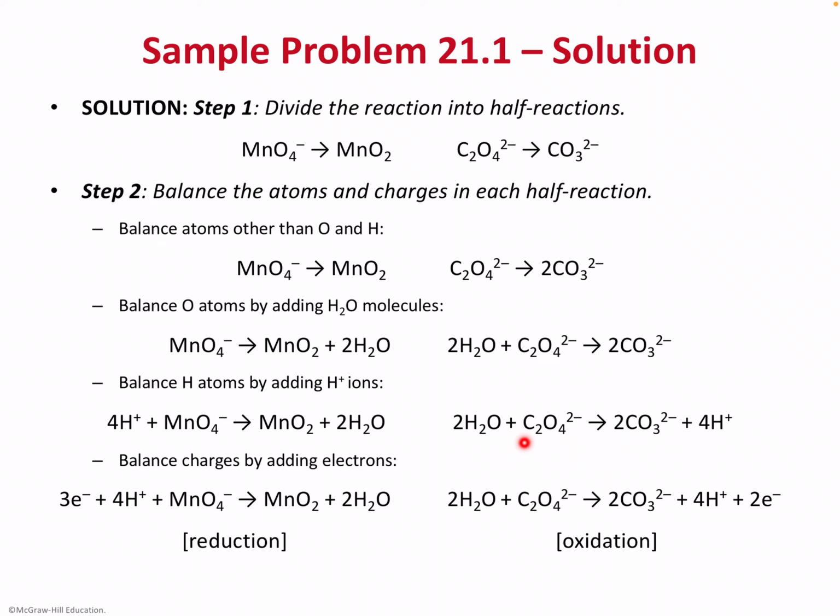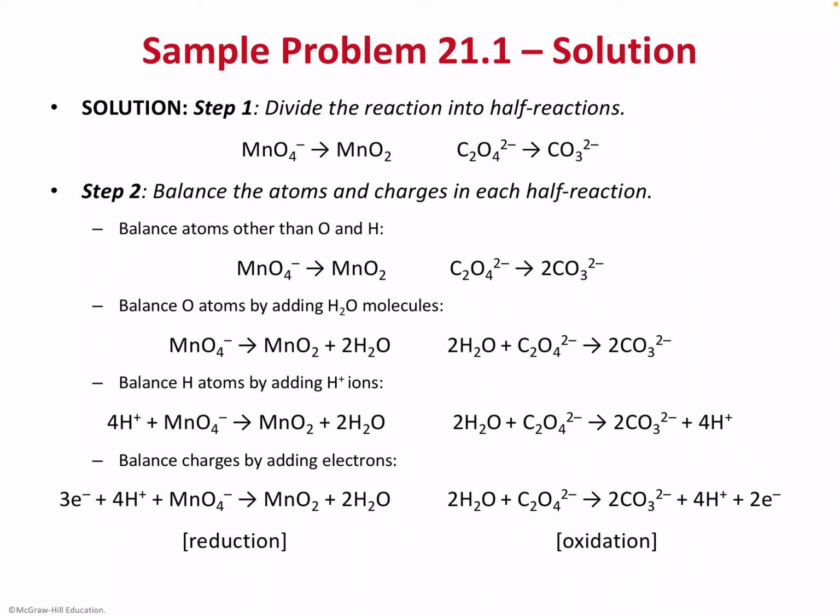What we are going to do next is balance the charges by adding electrons. Now let's see here. 4 H plus meaning 4 positive charges. And then you have negative 1, MnO4 minus. So 4 plus minus 1. What is the total charge going to be? Plus 4 minus 1, plus 3, right?